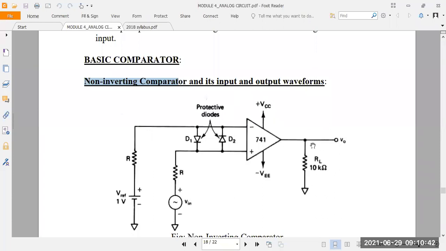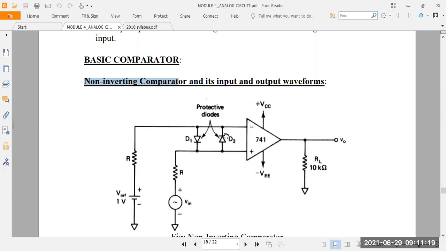After that you connect the load resistance here. Depending upon your requirement you can set the load resistance to 10 kilo ohm, 5 kilo ohm or 1 kilo ohm. Always set the resistance very high, minimum 5k to 10k is the range for the load resistance. Then apply the power supply, plus VCC and minus VEE, for the 741 IC op amp. Again you take two diodes D1 and D2. These two diodes act as protective diodes. What do we call them? Protective diodes. Understood?